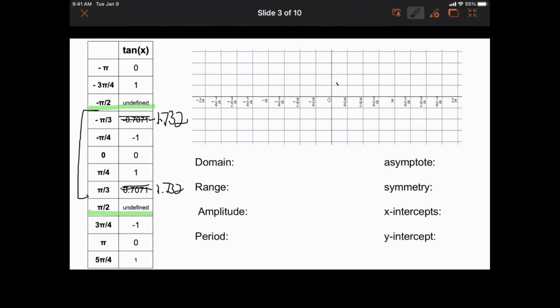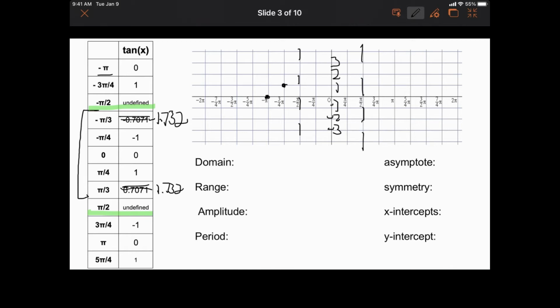So that's different, right? We haven't done that. So what does that mean when it's undefined someplace? Can you guess? That's right. It is going to be a vertical asymptote. So let's go over here. So I have negative pi. Let's come here, 1. I have 0, and then we went to 1, and then undefined.